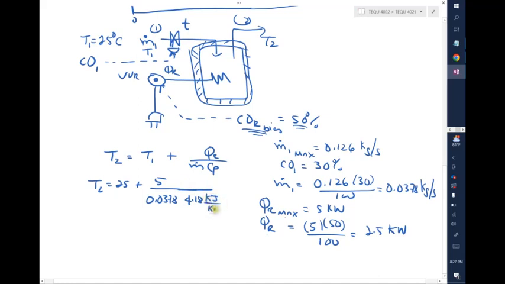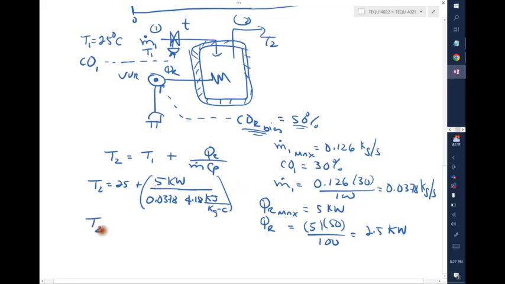Kilojoule, kilograms centigrade. So that's why kilojoules. So that unit here is 5 kilowatt, but they need to cancel out so that everything ends up only having degrees. So when you do all that math, this ends up finally in degrees C. All right.